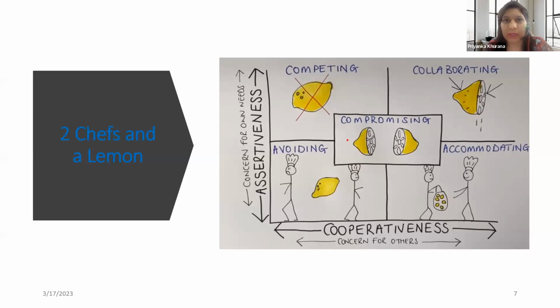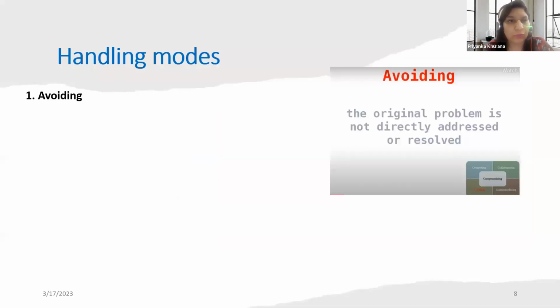Yeah, I think it's understandable. Moving further, let us talk about these modes in a little more detail, and then some of the scenarios wherein avoiding type of mode could be helpful. So avoiding, as we have already discussed, the original problem is not directly addressed or resolved because we haven't talked about it. So it's an unassertive, uncooperative type of mode.